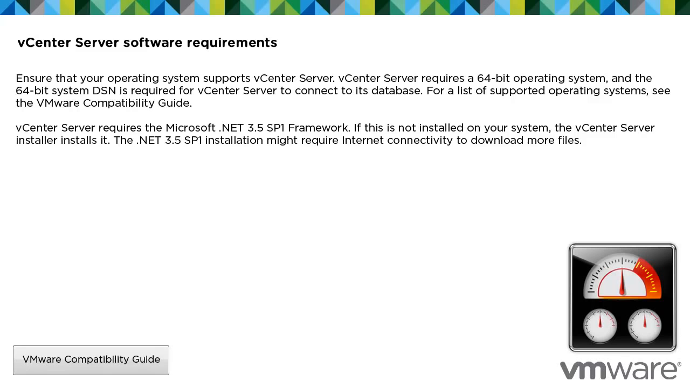Ensure that your operating system supports vCenter Server. vCenter Server requires a 64-bit operating system, and the 64-bit system DSN is required for vCenter Server to connect to its database. For a list of supported operating systems, see the VMware Compatibility Guide. vCenter Server requires the Microsoft .NET 3.5 SP1 framework. If this is not installed on your system, the vCenter Server installer installs it. The .NET 3.5 SP1 installation might require internet connectivity to download more files.